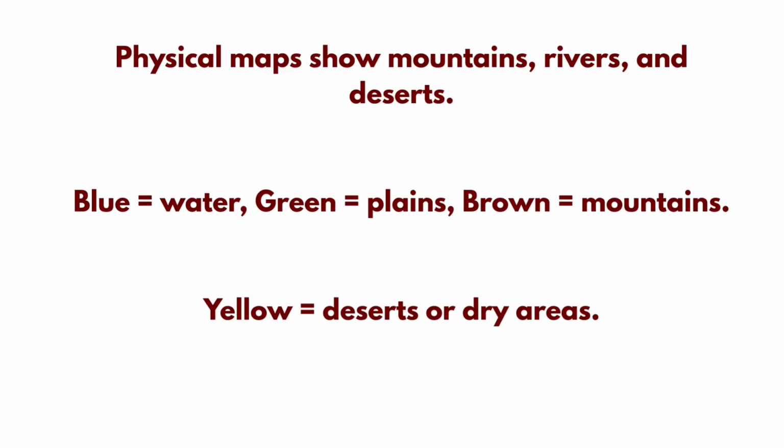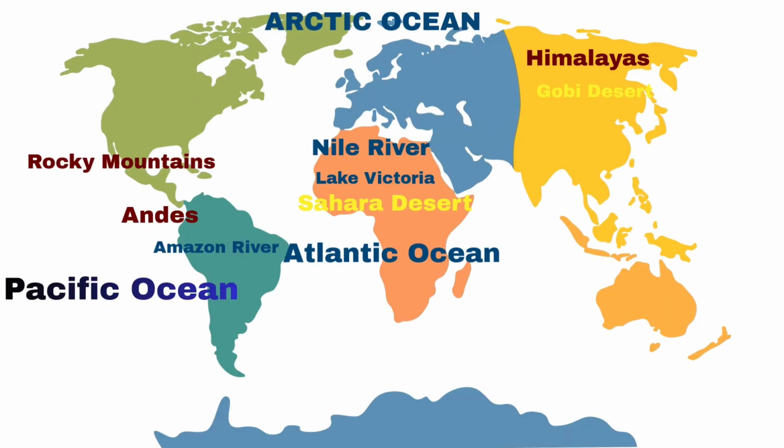So we have 2 types of maps here. First, we will talk about physical maps, which show the natural features of the Earth, including mountains, hills, plains, rivers, lakes, deserts, oceans, and forests. We use coloring and shading to show the elevation and terrain. We use green to show the lowlands and plains, brown for mountains, and blue to show the water bodies. The uses of physical maps are geography studies, travel, and understanding the natural landscape.